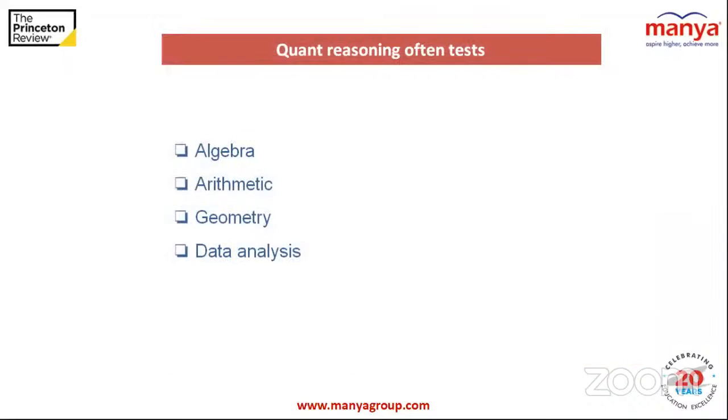So quant reasoning often tests these four topics every time. I hope you guys will agree to this. Algebra, arithmetic, geometry, data analysis. Data analysis means the charts and data questions, which can be a pie chart, a box plot, a histogram, or whatever the thing is.